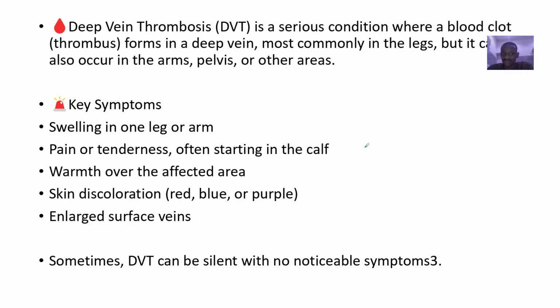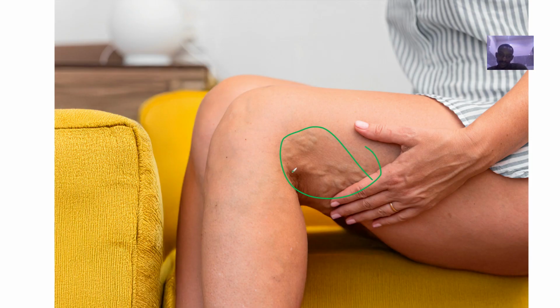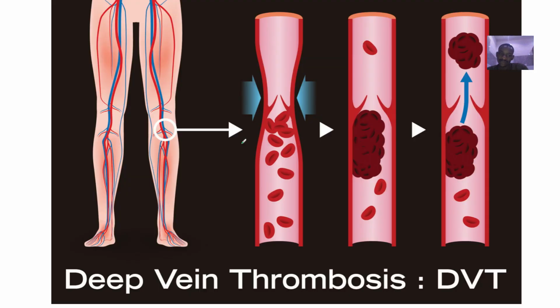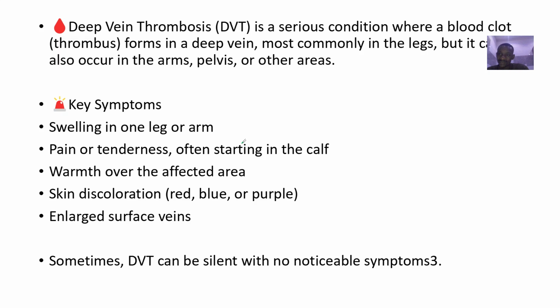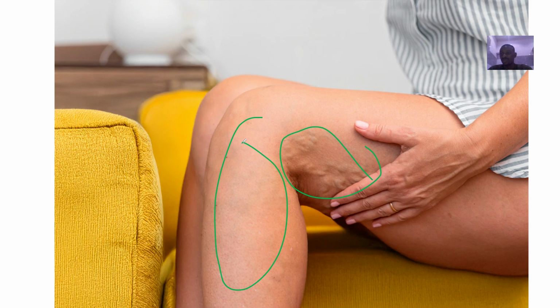So key symptoms are swelling in the part of the body, mostly the arm or leg, pain or tenderness often starting in the calf, warmth over the affected area, and skin discoloration. Can you see that the skin of this person is becoming so dark? It might bring up different colors: red, blue, purple. Then the veins are showing on the surface.